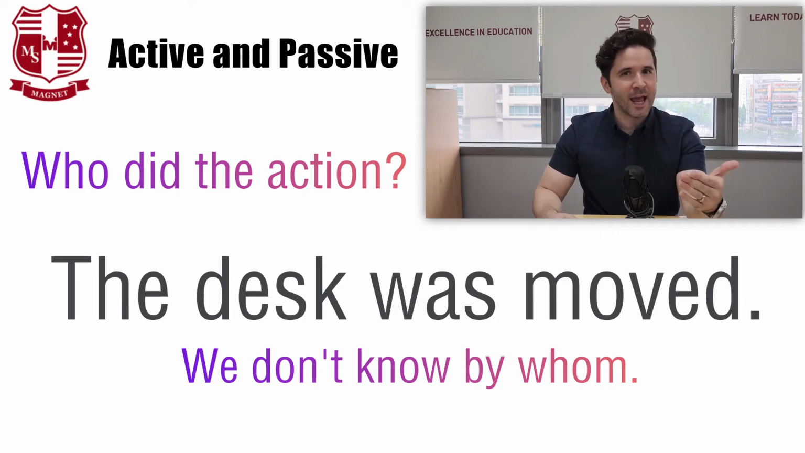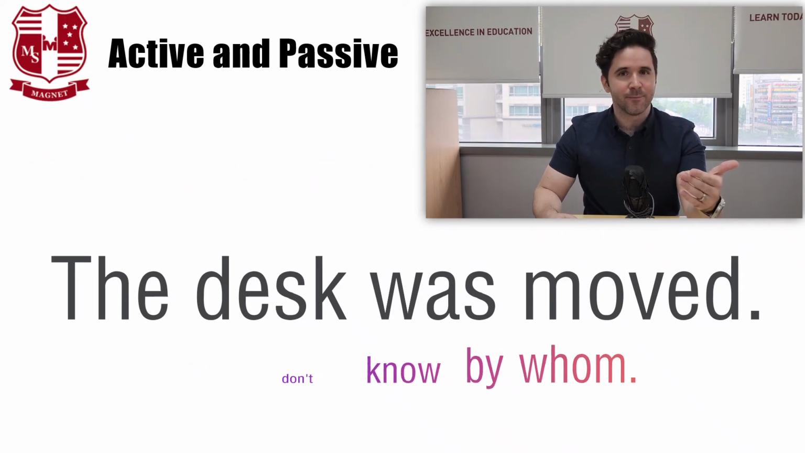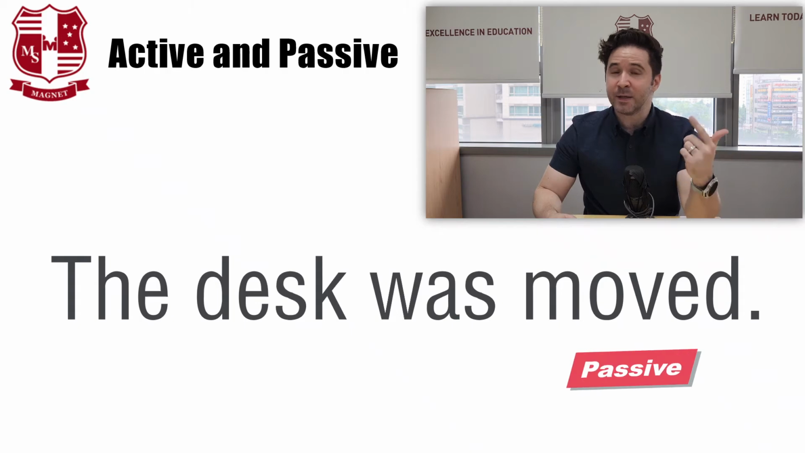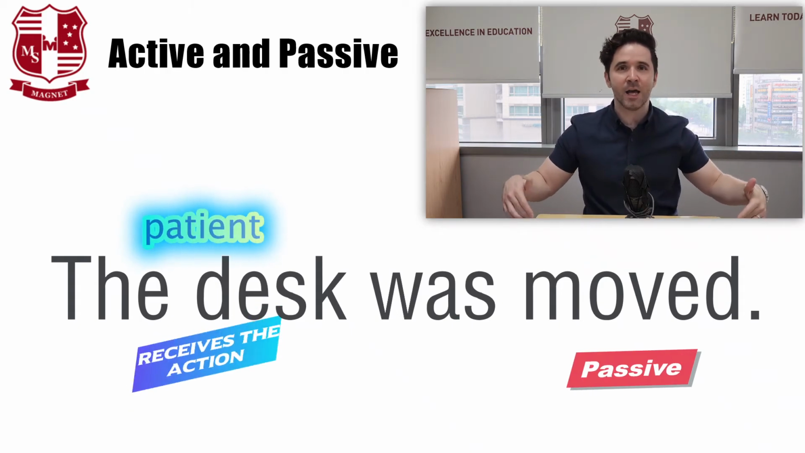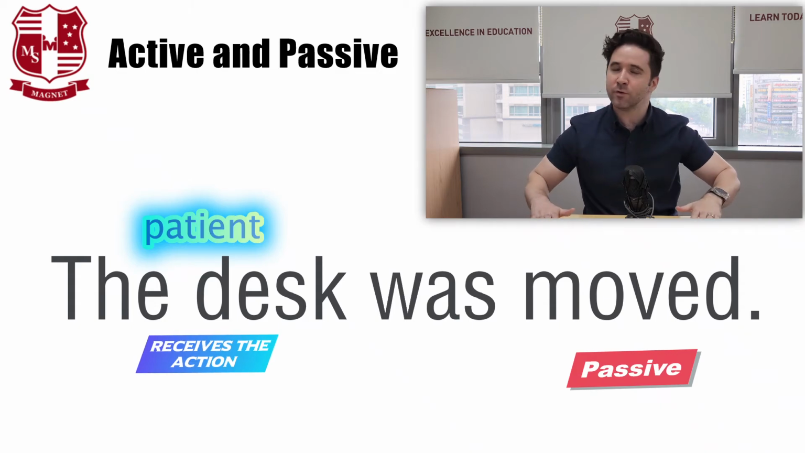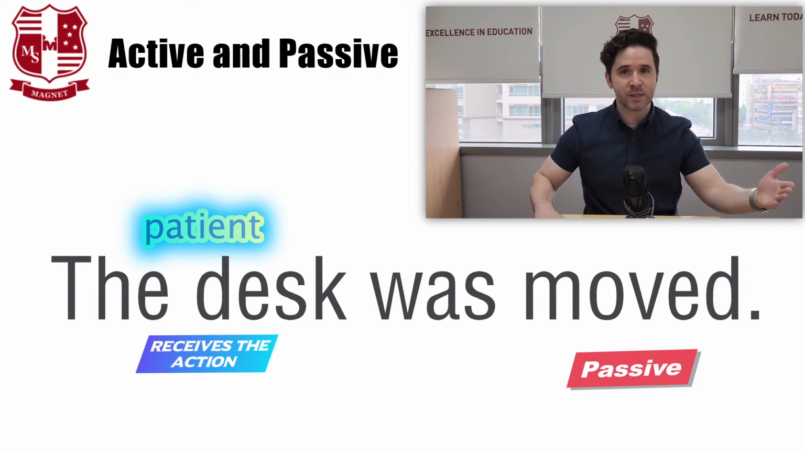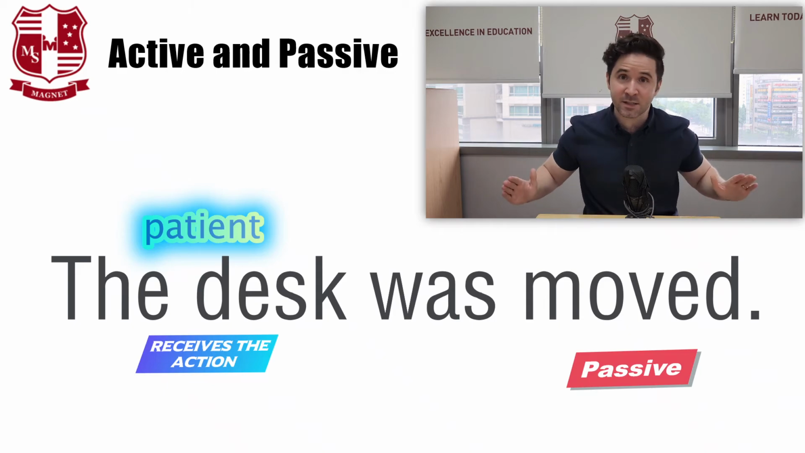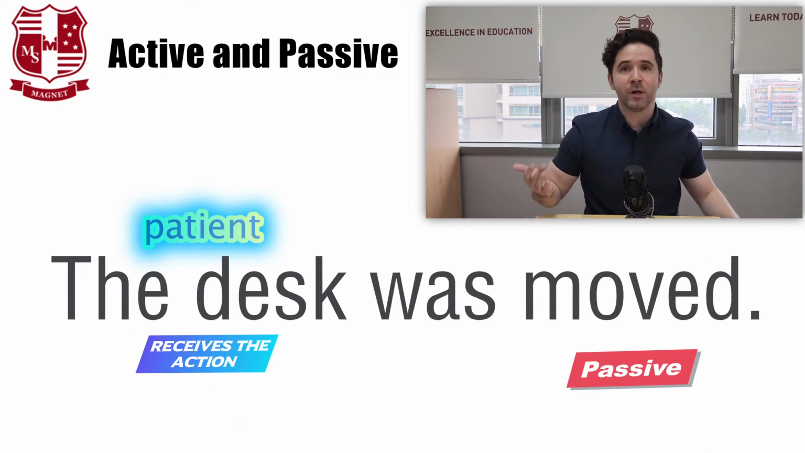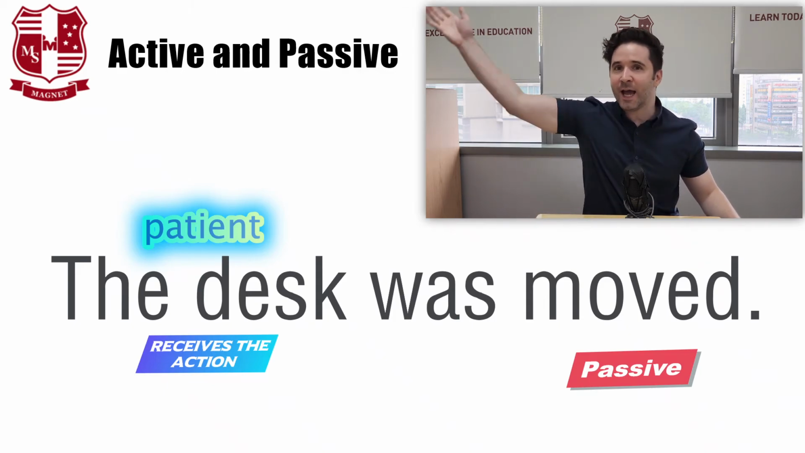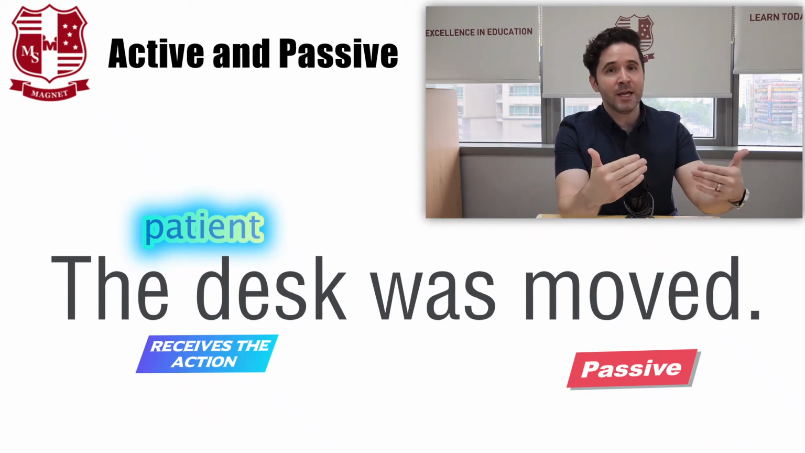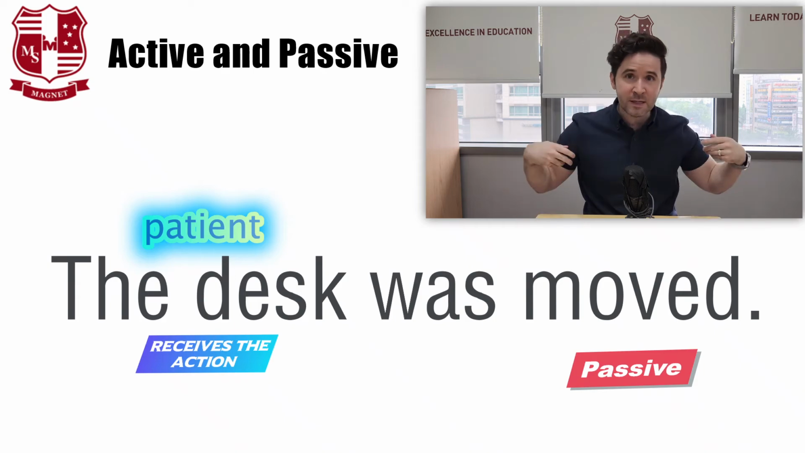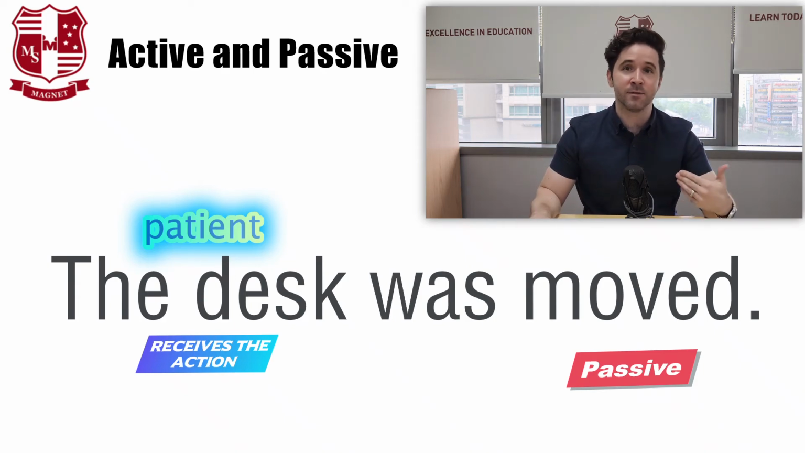Now here, is this an active or a passive sentence? This is a passive sentence because the desk is the noun before the verb, but the desk cannot do the moving. The desk does not move by itself. A person or an animal or an alien had to do the moving of the desk, but we don't know. So we took the agent out, and here we have the desk is still the subject, but it is the patient. It didn't do the verb. It received the verb, which makes this a passive voice sentence.